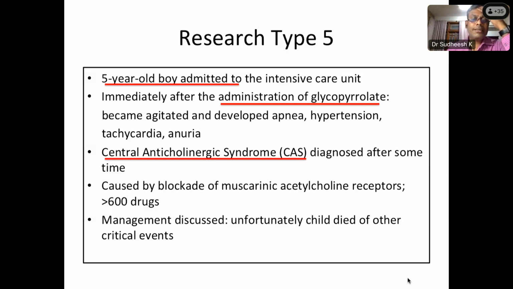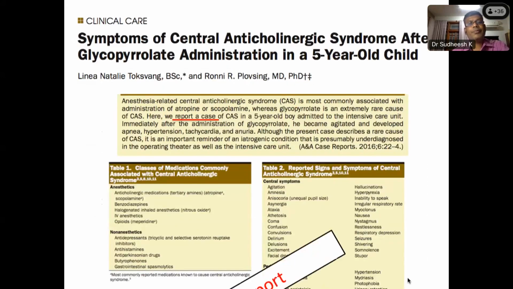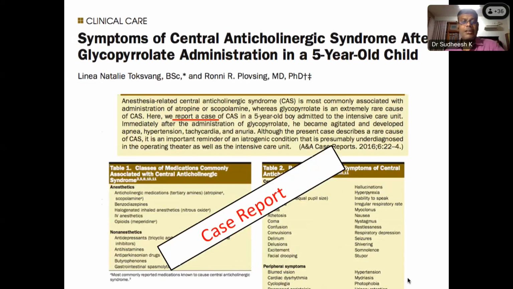But the important thing here is, when they did the review of literature, they found that these muscarinic receptors are blocked by more than 600 drugs, not glycopyrrolate alone. And subsequently, they discussed the management of the patient. Unfortunately, the child died of other critical events. So what they did was, they just picked up one patient who developed some unusual problem following administration of glycopyrrolate. And that has been reported, and they have discussed how they managed it and what the causes are. And this kind of presentation is known as a case report, because it's a presentation of an unusual complication in a single patient.